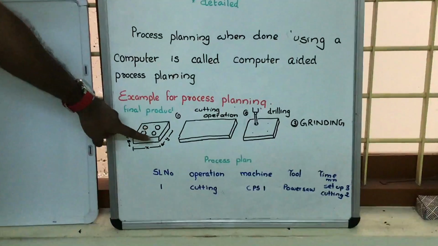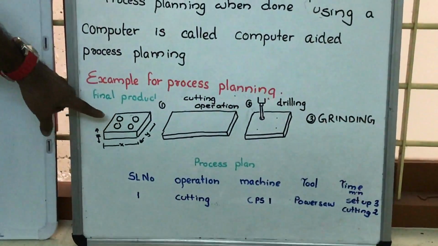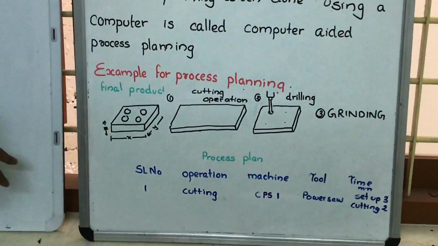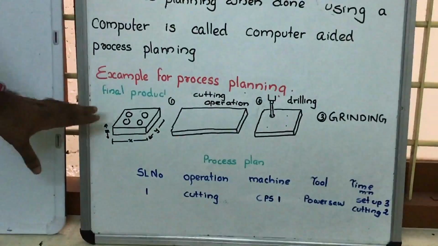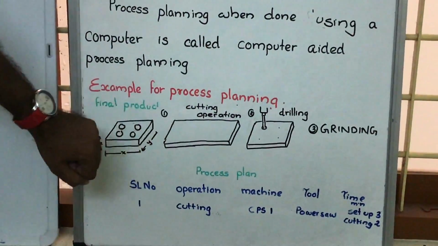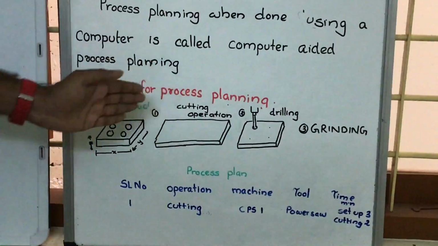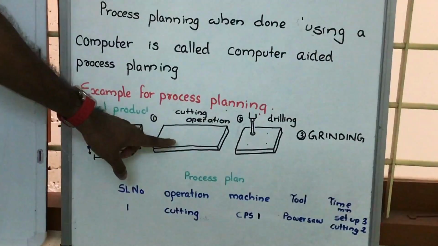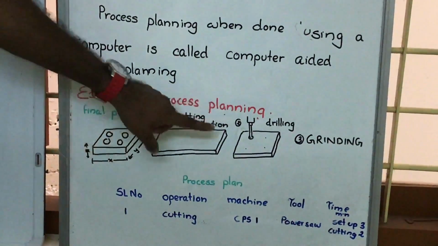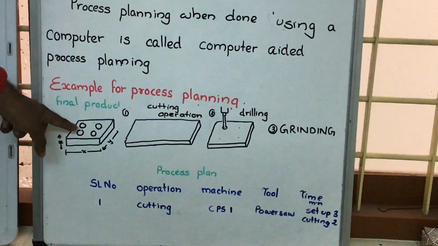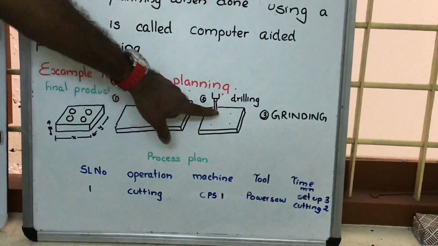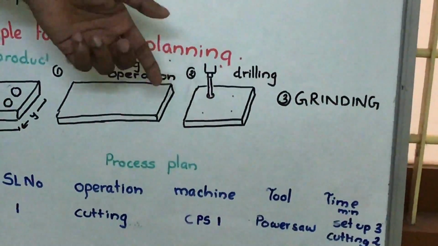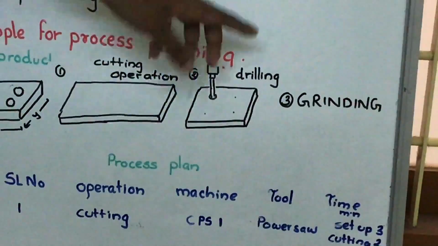Suppose here you can see there is a metal plate with 4 holes. We have to make a final product like this with X and Y dimensions and some height. The first operation we have to do is a cutting operation. In the cutting operation, using a hacksaw, which is a cutting tool, we can obtain the particular workpiece with X and Y dimensions. The next operation is making the holes. First we will mark the location of the holes, the X and Y directions of the holes. Then we will do the drilling. Everybody must be aware of drilling. It's just a hole making process.